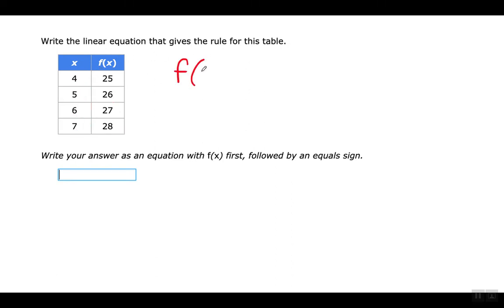So my answer is going to look like this. My slope is 1, which when it's 1, you don't write it. But just for the sake of this explanation, I'm going to leave the 1 for now.